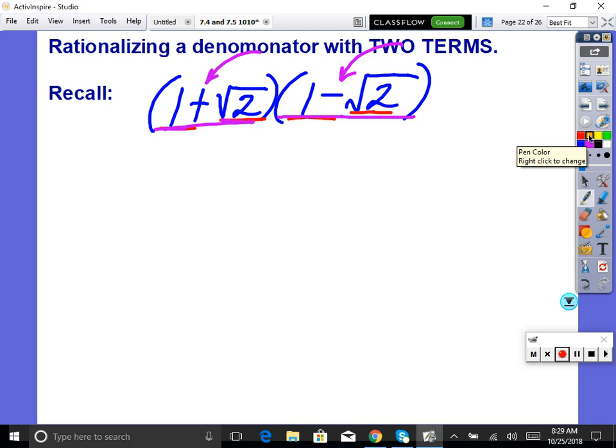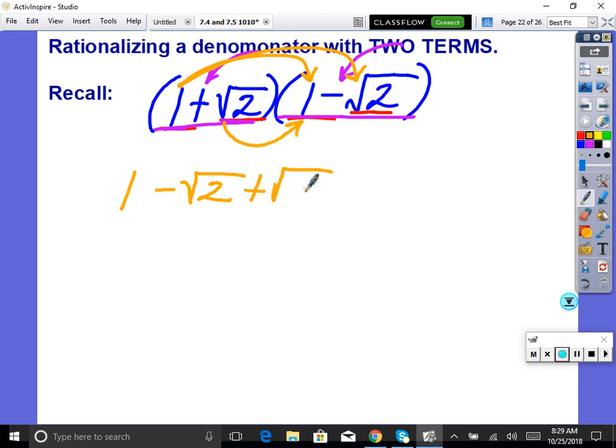The middle term cancels out. Let's see what happens when we multiply out conjugates with rationals involved. 1 times 1 is 1. 1 times negative root 2 is negative root 2. Positive root 2 times 1 is positive root 2.